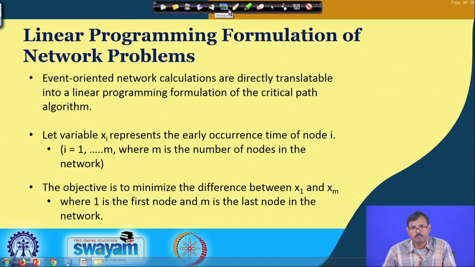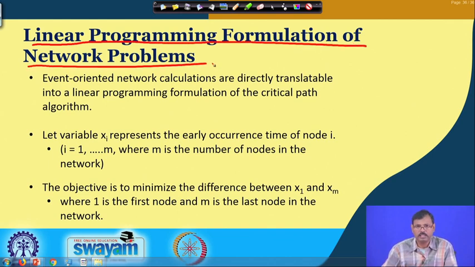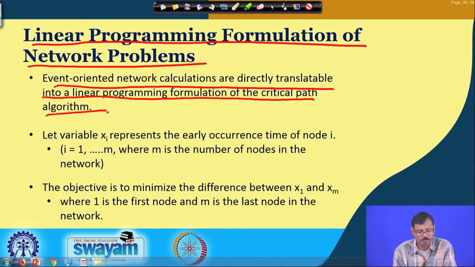This network may be optimized using the linear programming method also, and in this lecture we are additionally giving how you can form a network linear program in the network analysis case. This event-oriented network calculation is directly translatable to a linear programming formulation for the critical path algorithm.